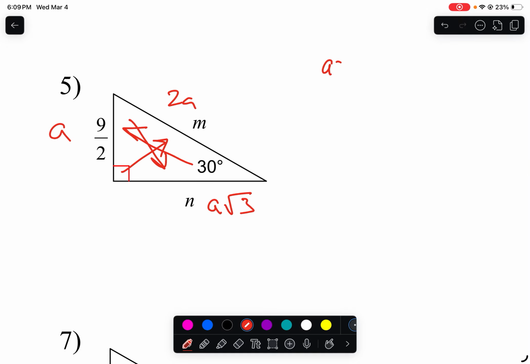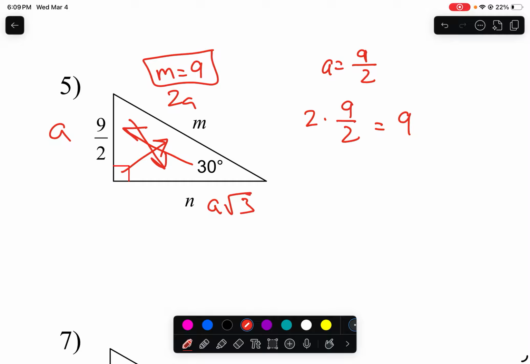So I know that a is equal to 9 over 2. Okay. So to find 2a, I'm going to have to do 2 times 9 over 2. You can plug that in your calculator, or you could do it in your head. Either way, you get 9. Okay. So I get that m is equal to 9.